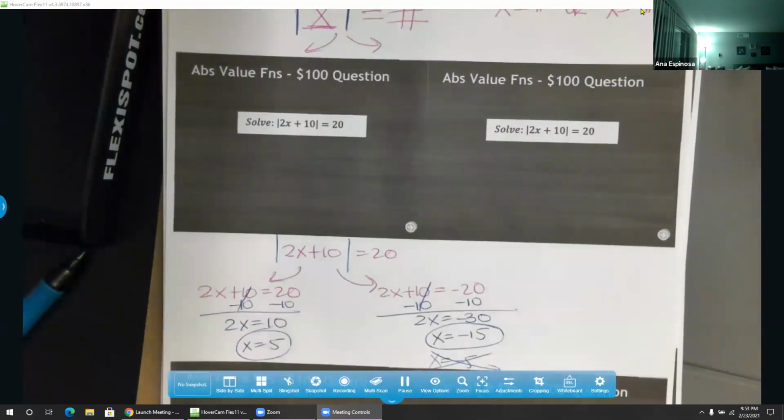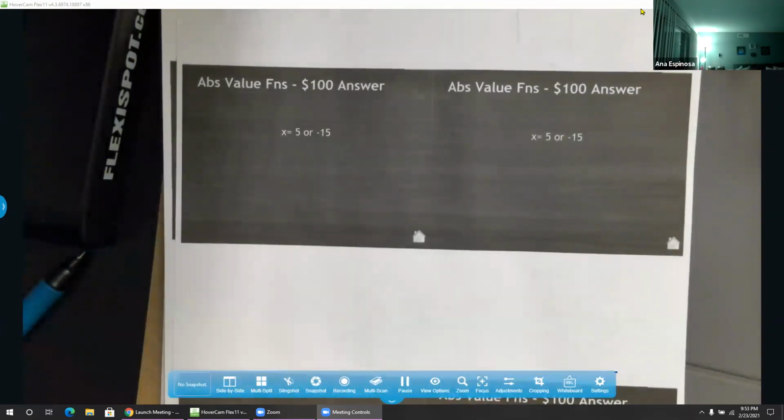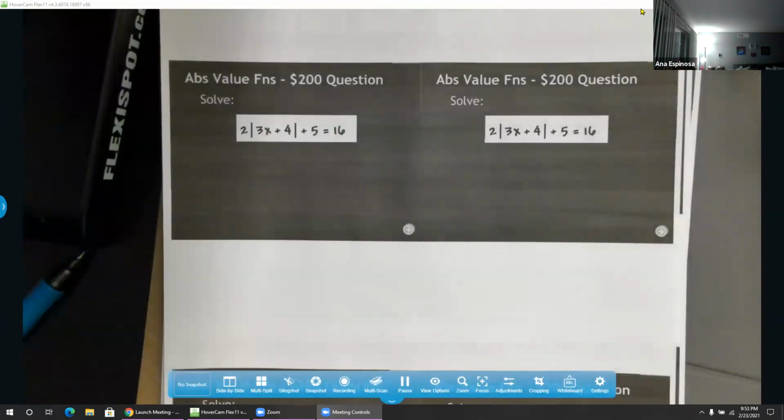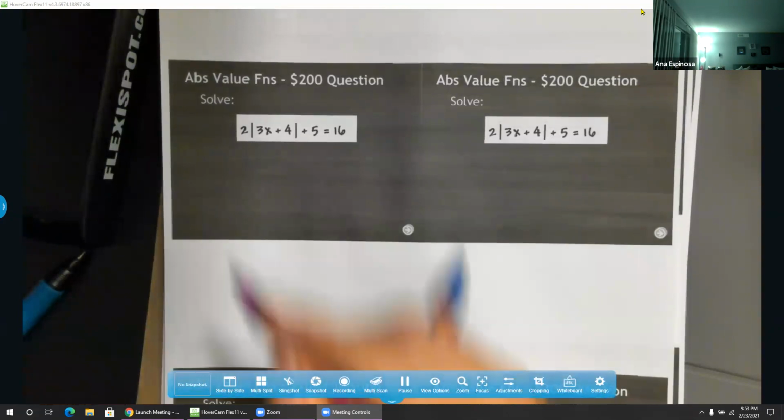This is for absolute value equations. Those are the answers. Okay. My ink is done. All right, when you're dealing with these, I'm going to get you started on this. This is also absolute value.